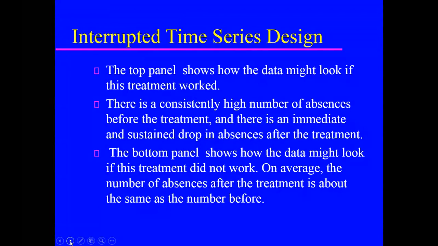So in the top panel that I showed slides ago, the treatment actually worked. So when you expect attendance to be taken, you would notice that the absences decline. If you remember, there's a high number of absences before the treatment, and there's an immediate and sustained drop in absences after the treatment. And the bottom panel, if you may recall, shows what might occur if the treatment did not work. So on average, the number of absences after the treatment is probably going to be about the same as the number before in that bottom panel. So sometimes interrupted time series design doesn't always give us the result that we intend or think would occur. Next slide.